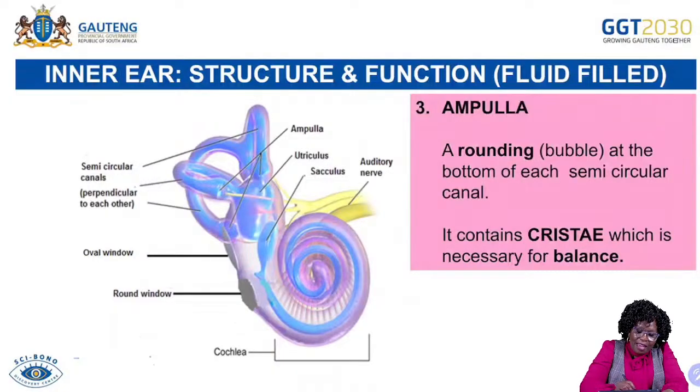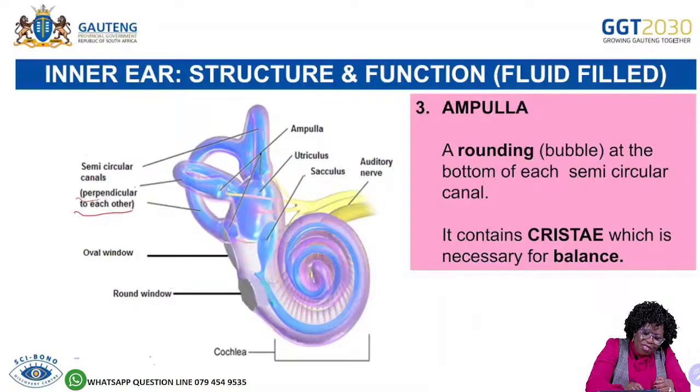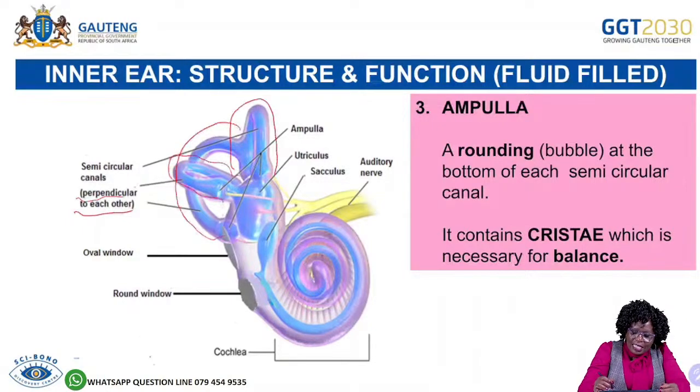If you check the semicircular canals, I want you to look at how they are. I said to you, they are perpendicular to each other. Check this out. This is the plane that the one is located in, and this one is located this way, and this one is located this way, for a reason. We do have our ampulla, utriculus, and sacculus. If we speak about the ampullae, already you know it's a rounded bubble. So here is where the ampulla is found, and it contains what? It contains cristae, which is necessary for balance.